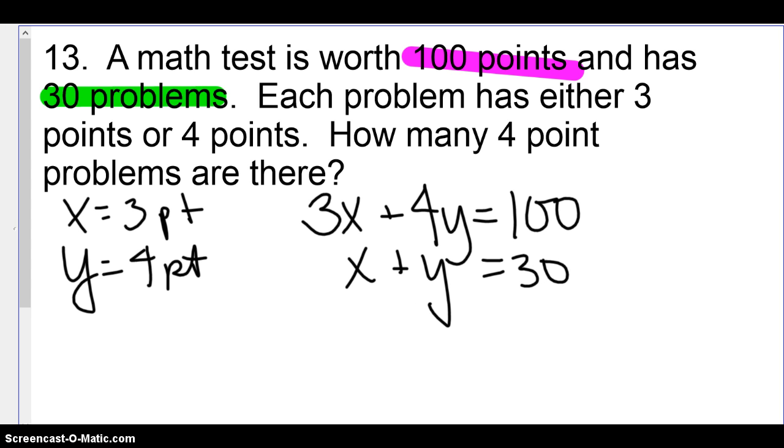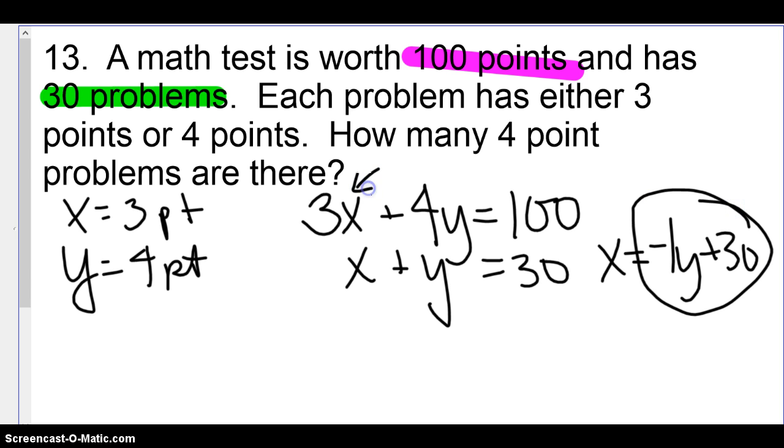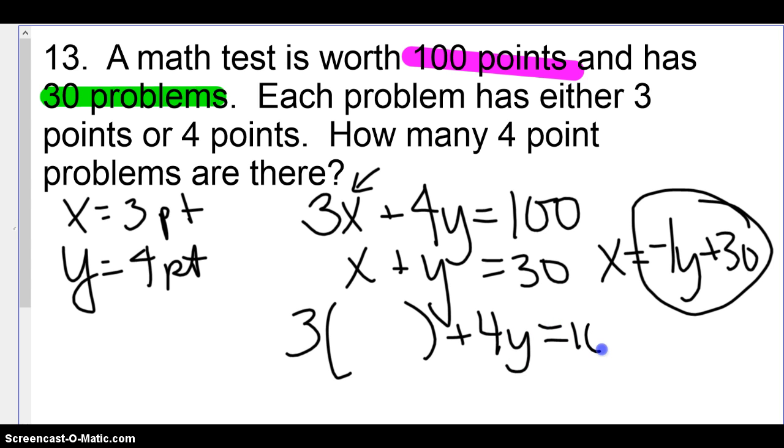Now let's figure out, does it matter if we go for x or y? Doesn't. So I'm just going to go for x because it comes first. So I know that x equals negative 1y plus 30. So now I'm going to take this and plug it in there. 3 times something plus 4y equals 100. So I plug in the negative 1y plus 30.